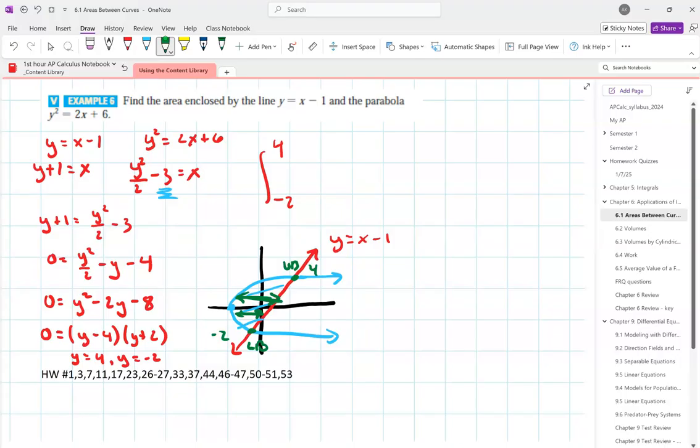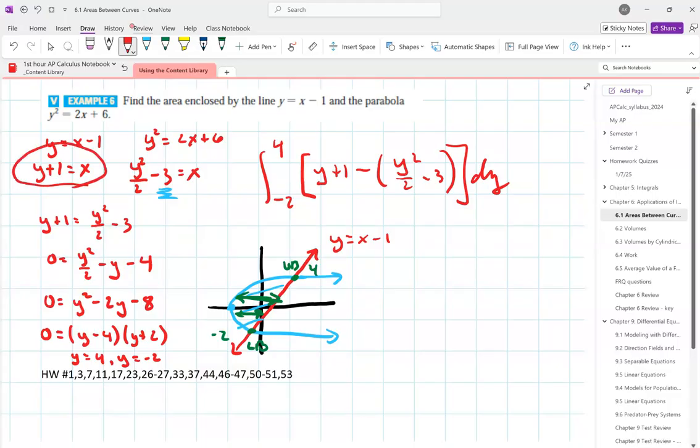The function that's on the right is x equals y plus 1. And the function that's on the left is y squared over 2 minus 3. Is everybody okay with my setup there? So it's always right minus left. You get the y plus 1 in. Right? That was the first thing I did, was rewrite my equations so that they were x equals. Does that feel good? Okay.